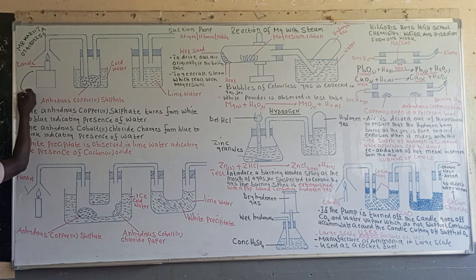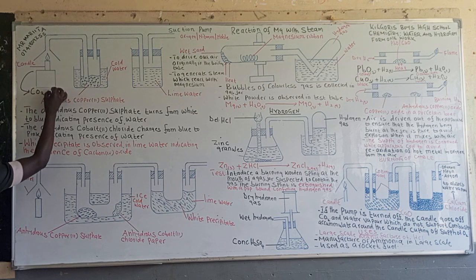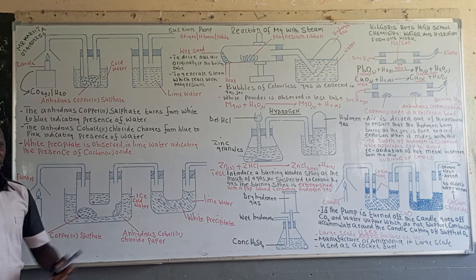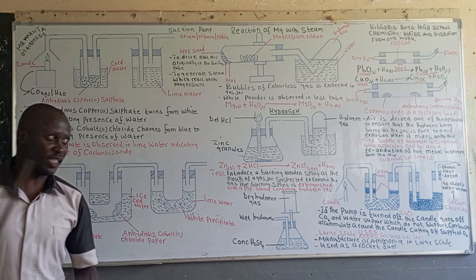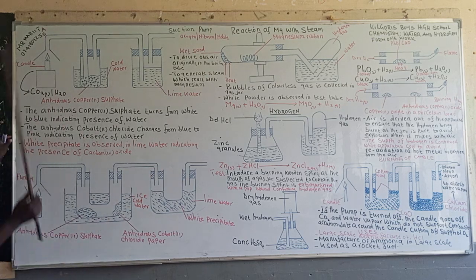So, when this candle burns in air, you will be getting two products, and the two products are carbon dioxide, and then of course water. So you are required to name the products formed when a candle burns in air. You just say that a candle burns in air to produce carbon dioxide and water.